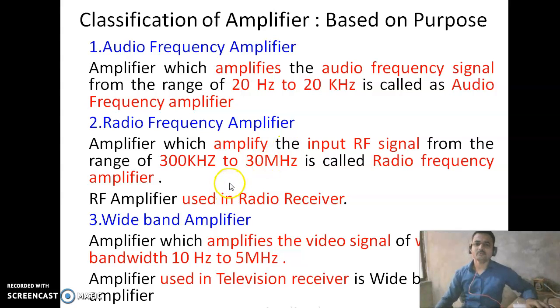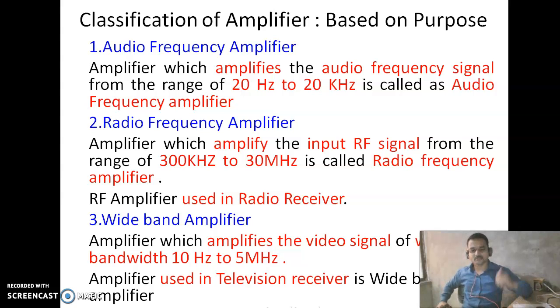Most radio receivers, AM or FM, use the radio frequency amplifier, which amplifies the radio frequency signal lying between 300 kilohertz and 30 megahertz. Those are the signals for ground wave and sky wave propagation. In ground wave propagation, the signal propagates along the surface of the Earth. In sky wave propagation, the signal is incident on the ionosphere layer and reflected back to the Earth's surface.